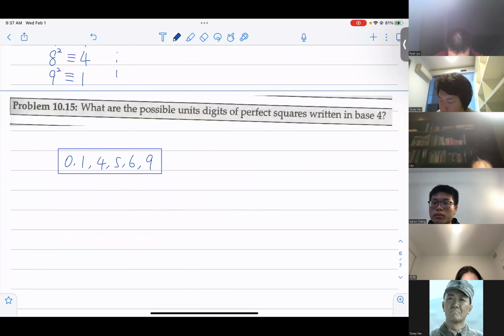It's not hard, just write it, right? So 0 and 1, it's just 0 and 1. 4 in base 4 is 1 0, right? So we say 1 0 base 4. Which means the unit digit is 0. Okay, we'll see that later. But 5 in base 4 is 1 1. 6 in base 4 is 1 2. And 9 in base 4 is 2 1. Makes sense, right?